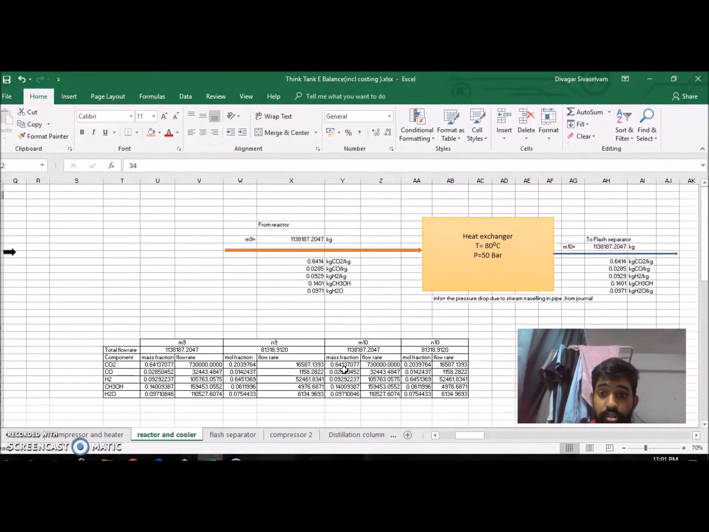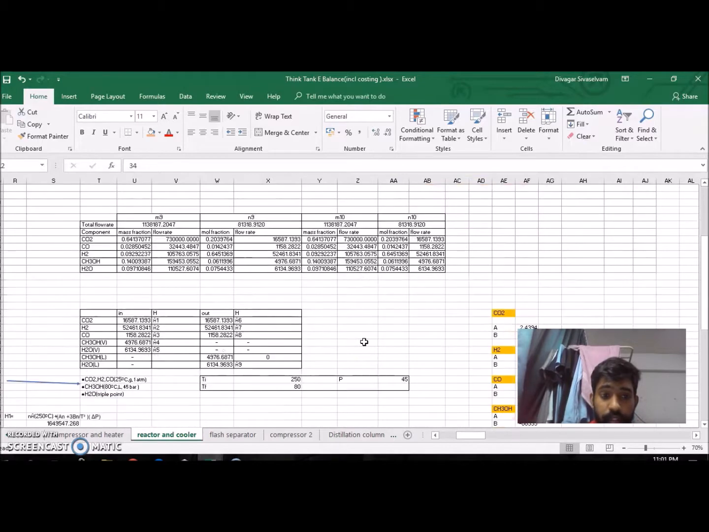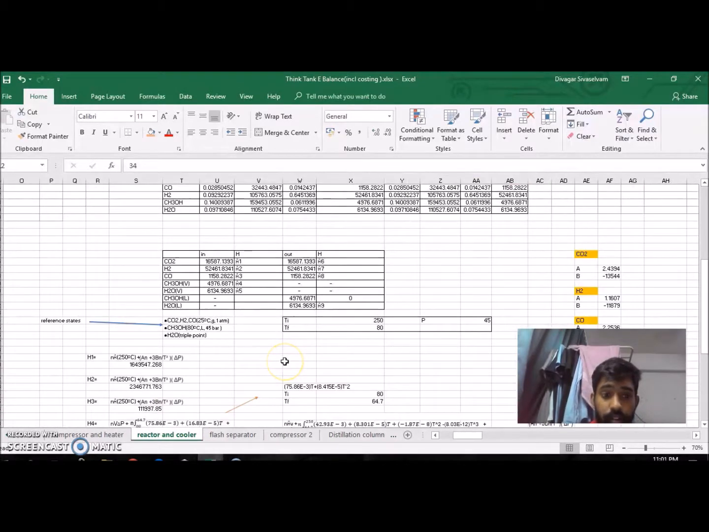The heat exchanger functions to lower the temperature of the reactor's effluent to about 80 degrees, so that it is 80 degrees when it reaches the flash separator. For the energy balance, I have used carbon dioxide, hydrogen, and CO at 25 degrees and 1 atm as their reference state, methanol at 80 degrees, liquid at 45 bar, and water at triple point.